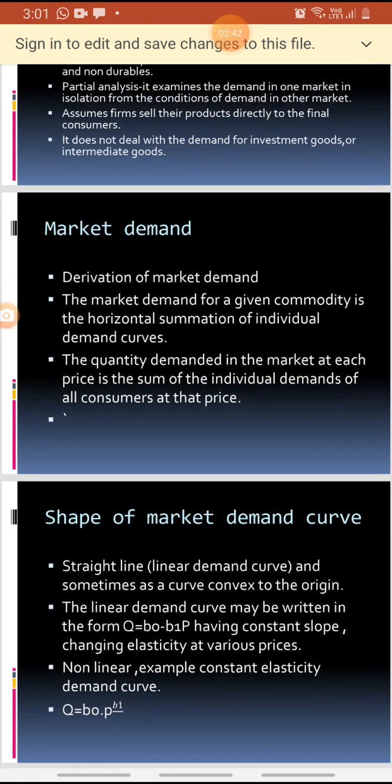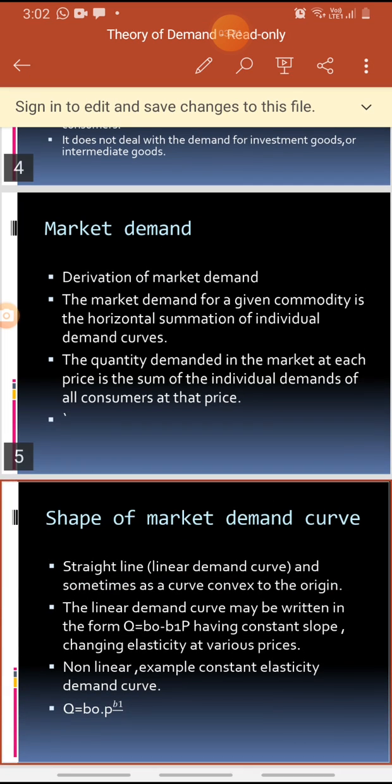Then market demand. What is meant by market demand and how do we derive market demand? Market demand is the summation of household demand. How do we derive the market demand? Market demand for a given commodity is the horizontal summation of individual demand curves. The quantity demanded in the market at each price is the sum of the individual demands of all consumers at that price.